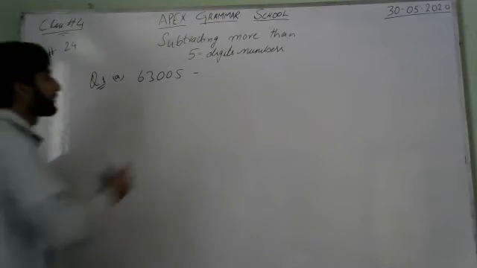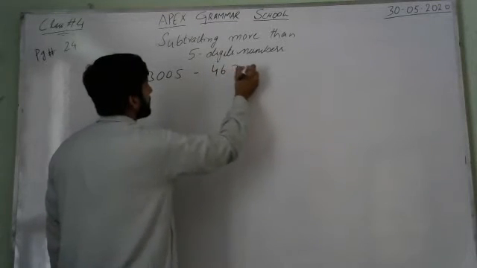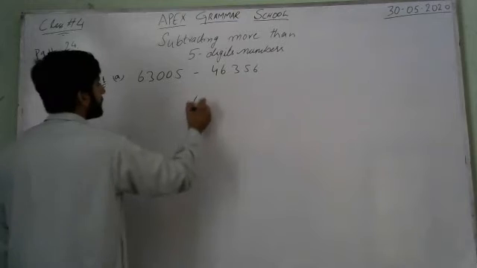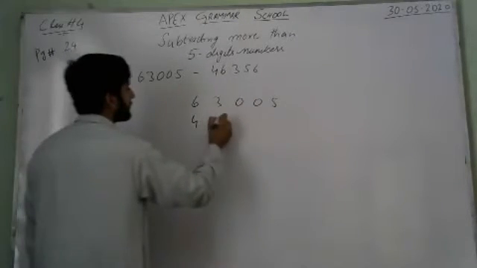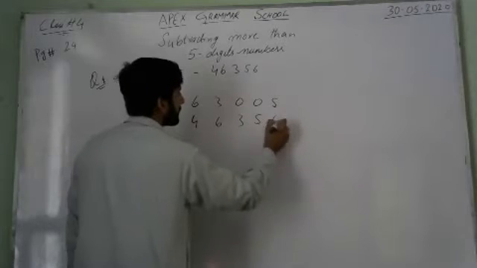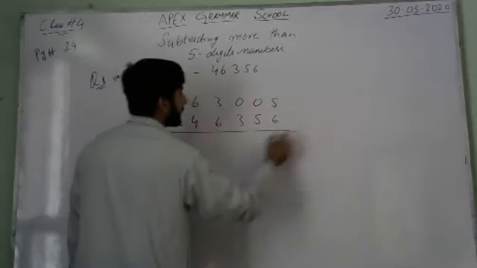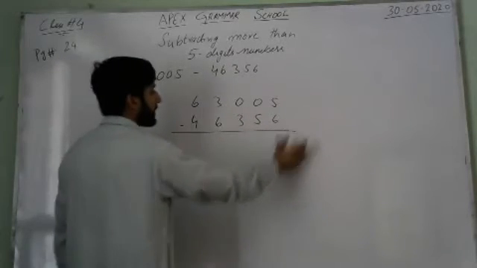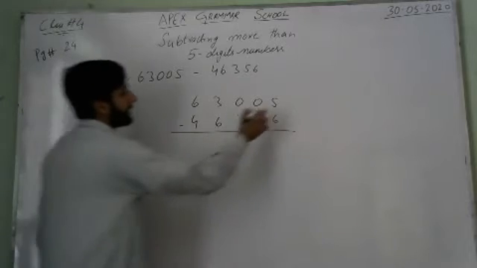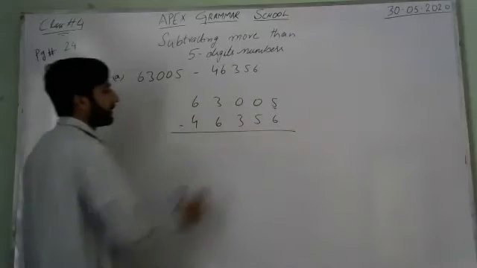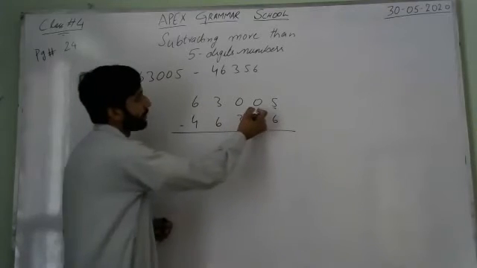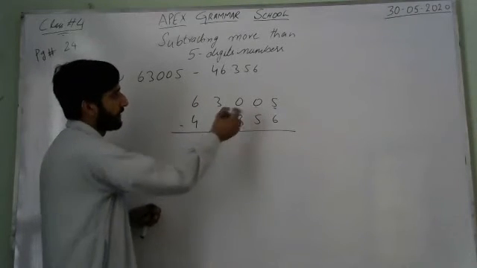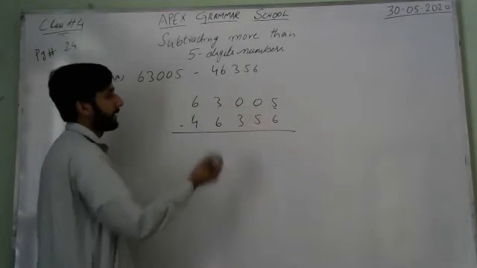63005 minus 46356. From the extreme right side, we will start our subtraction. If the upper digit is smaller and the lower digit is greater, we will take a carry from the previous one. But the previous is 0, so we take carry from the next. The next previous is also 0, so the next number is 3.